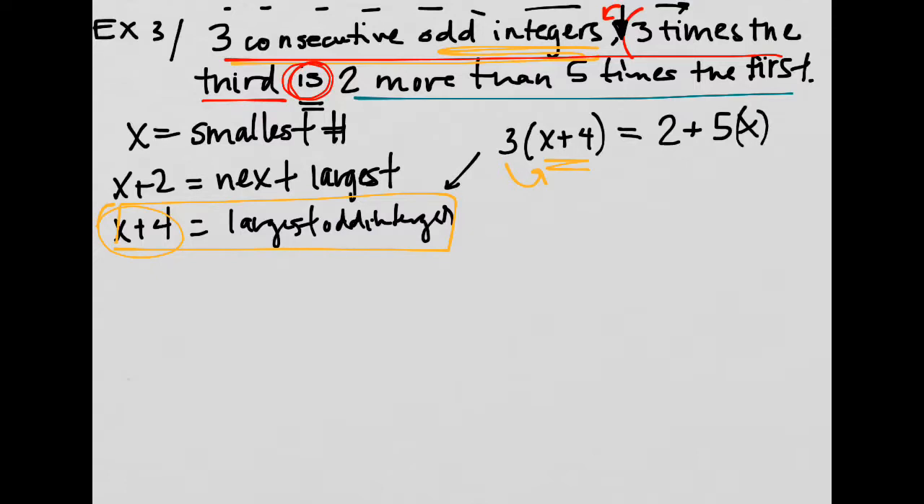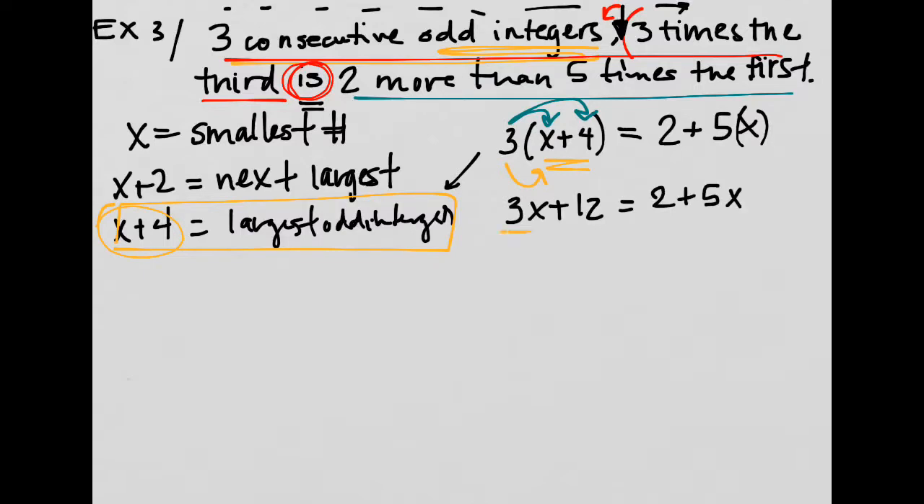Now, another way you could put this is you could say 5x plus 2. Because you're adding, it doesn't matter which way you have them. All right. Subtraction would matter right there. All right, let's keep going then. Now let's simplify, and we're going to want to use the distributive property. And we should get 3x plus 12 is equal to 2 plus 5x.